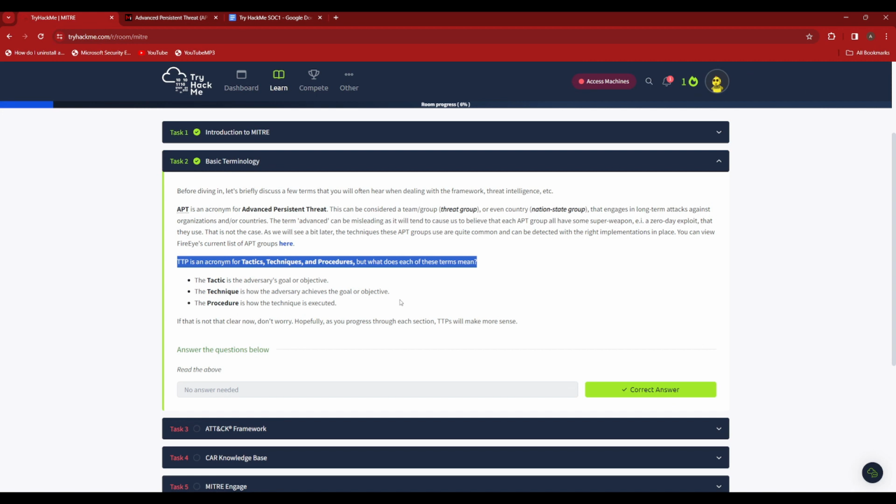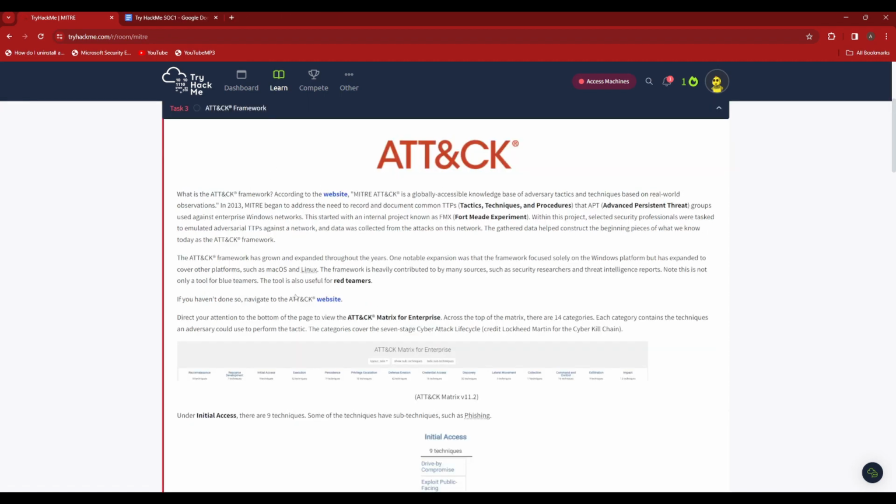I also tend to sometimes take notes. So that's when I'll pause too, to jump back and forth and take notes and things like that. So don't mind me at all. Just enjoy the video. So first up is the attack framework.